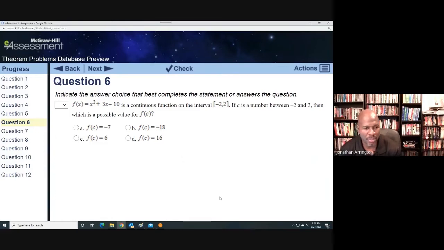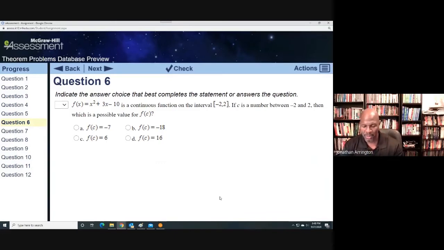Okay, so let's read this problem. It gives me this function f of x, which is x squared plus 3x minus 10, and it says it's continuous. Now, one thing I have to mention, particularly when you start doing free response problems and you want to utilize these theorems, generally they have to tell you that a function is continuous or differentiable. Now, of course, f of x equals x squared plus 3x minus 10 is a polynomial function, and so that's definitely going to be continuous.